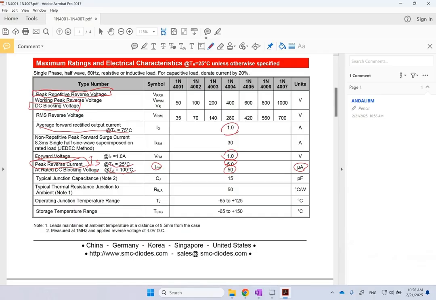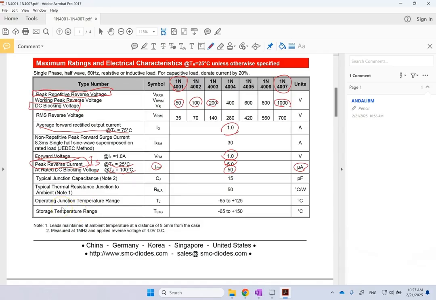You can see that depending on the type of the diode, that number is about 50 for this one, for this one it's 100, 200. So if you want to block more voltage, up to 1,000, you have to pick the type of diode that you want. So that reverse voltage is another extremely important thing that you need to pay attention to. Now, there are other things too, thermal resistance, capacitance and so on, but they are not as critical.